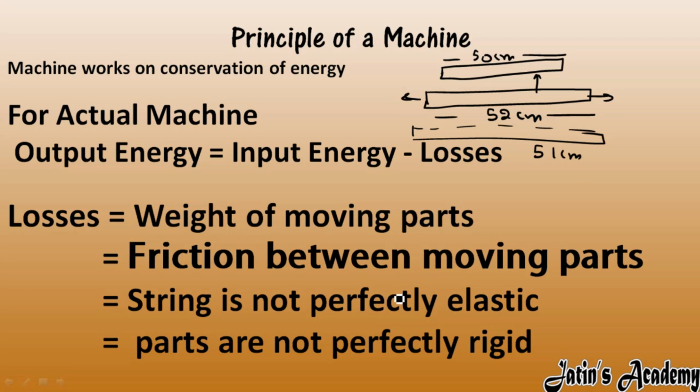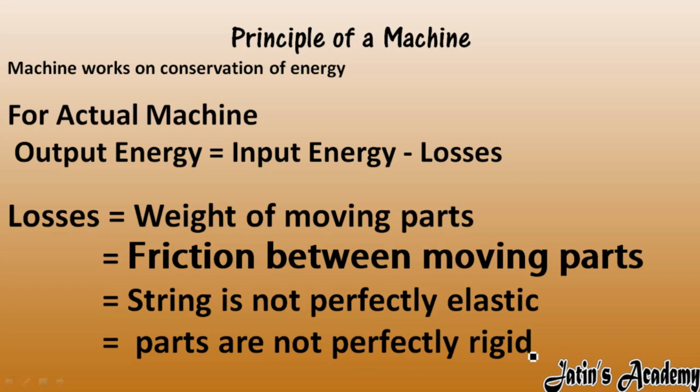Next we have parts are not perfectly rigid. What is the meaning of this? For example, one iron nut is there. When we apply force on the iron nut, it gets deformed. It changes its shape. So due to the change in shape and size, it is also considered a loss. So these are the losses. Out of these four losses, friction between moving parts is a major loss.